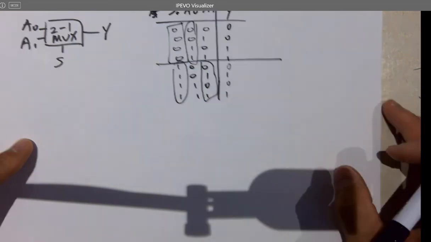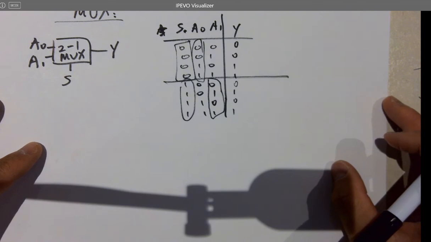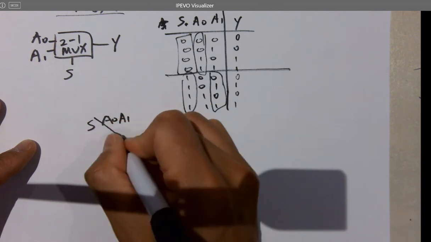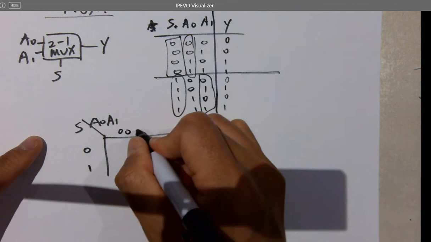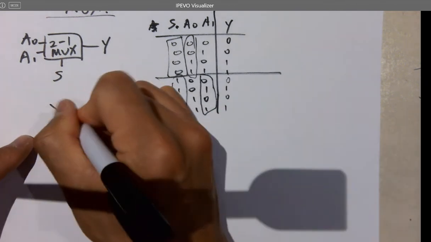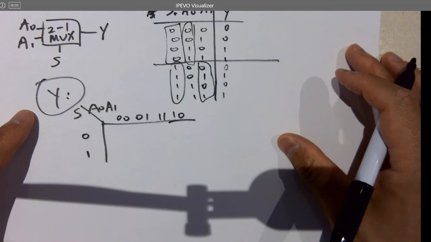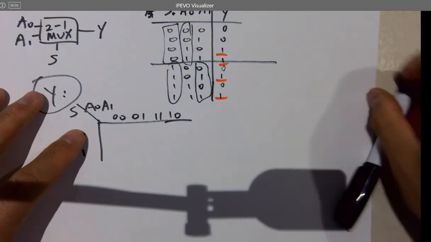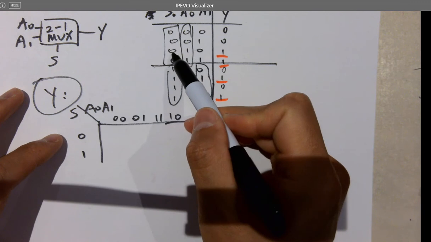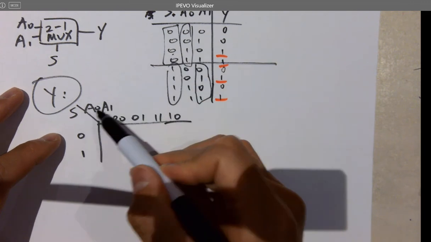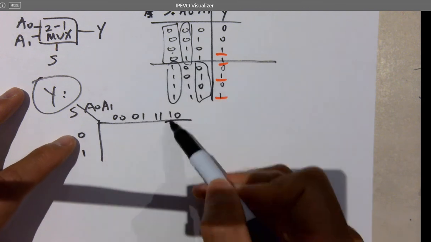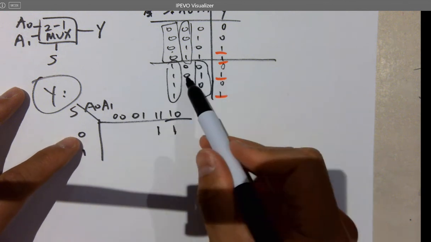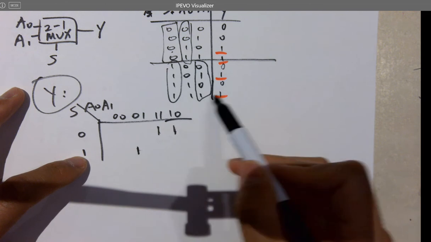How many outputs do you have? 1. How many K-maps do you need to draw? 1. That's for Y, right? Where are the ones? The first one is S. So for S, A0, A1 it is 0, 1, 0, 0, 1, 0, and 0, 1, 1, 0, 1, 1. Here, 1, 0, 1, 1, 0, 1. Here, 1, 1, 1.